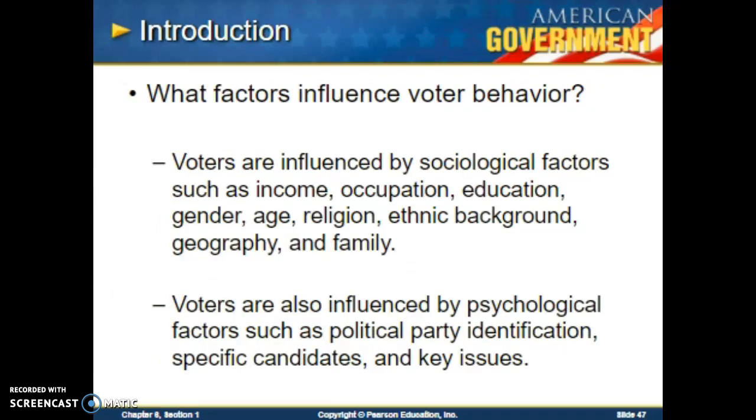Introduction. So what factors influence voter behavior? Voters are influenced by sociological factors such as income, occupation, education, gender, age, religion, ethnic background, geography, and even family. So we look at one example here, education. Typically, if we look back as far as the 2000 election, those who graduated with a college education typically voted as a Republican. Those who only graduated high school typically voted as a Democrat. And those with a grade school education voted Democratic as well. So voters are also influenced by psychological factors such as political party identification, specific candidates, and key issues.